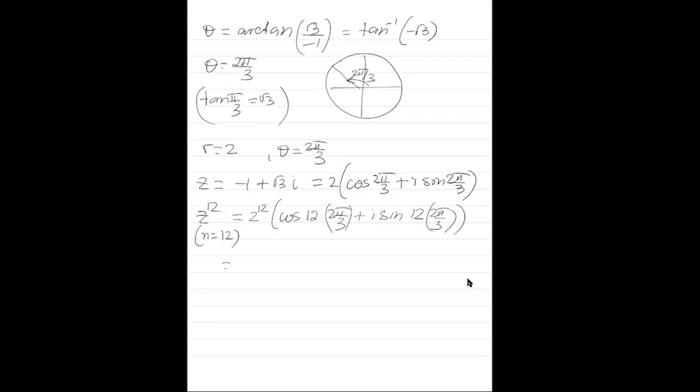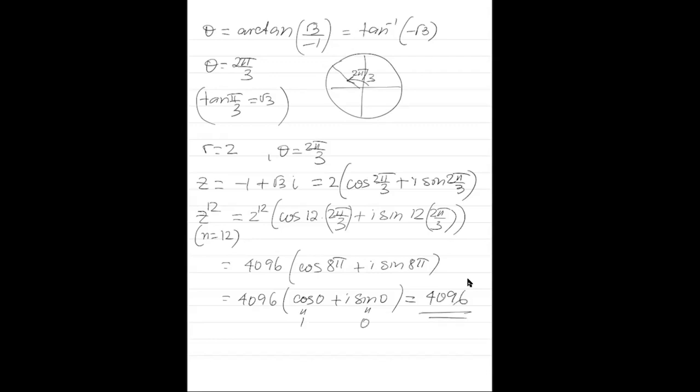Simplify. So 2 to the 12 is 4096. Cosine of, if we cancel 12 and 3, that's 8 pi, plus i sine 8 pi. But 8 pi is coterminal with 0, or 2 pi. So that's cosine of 0 plus i sine of 0. Now cosine of 0 is 1, sine of 0 is 0. So that's actually 4096. So we got a real number for the 12th power of our number z.